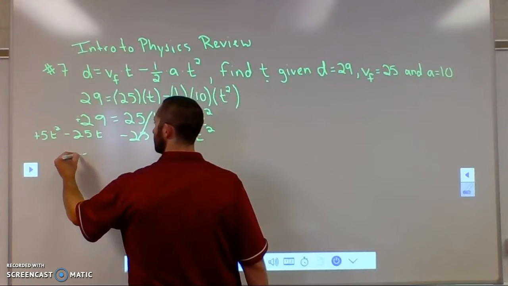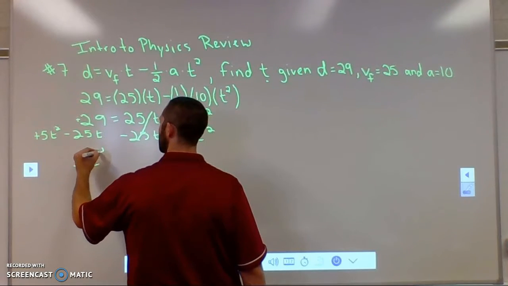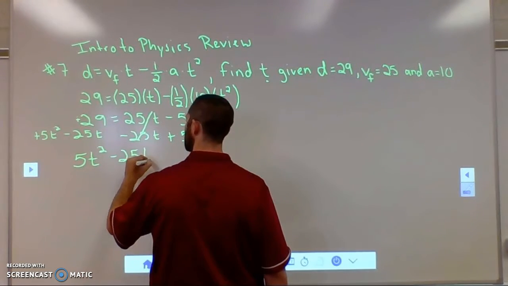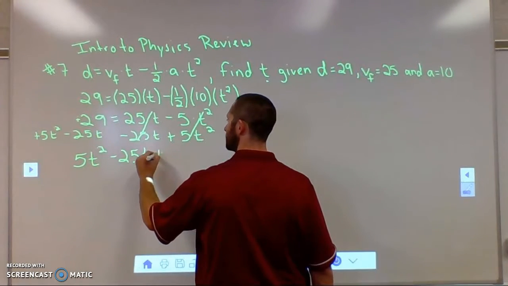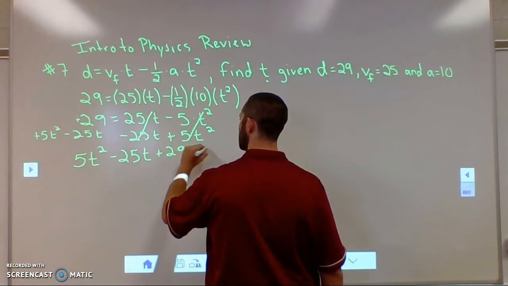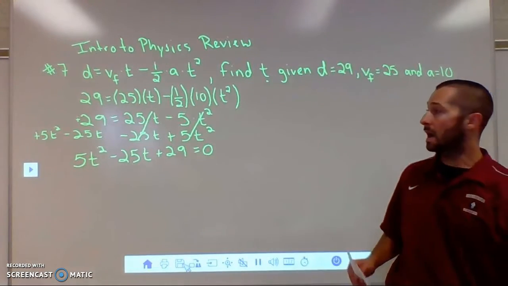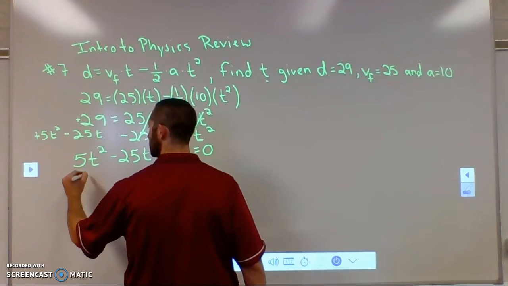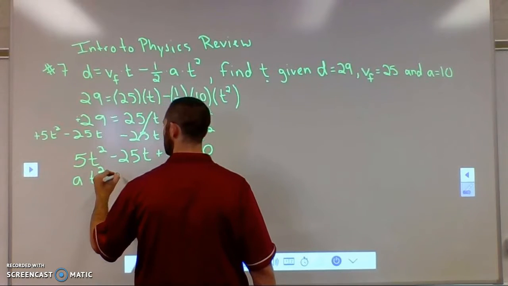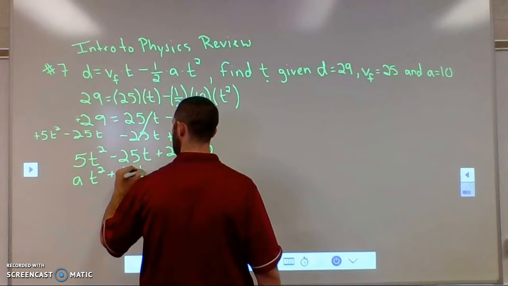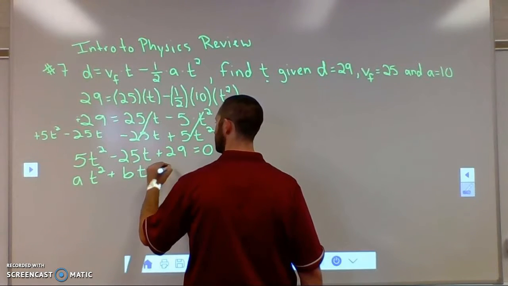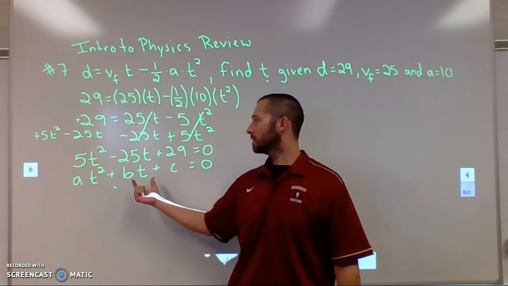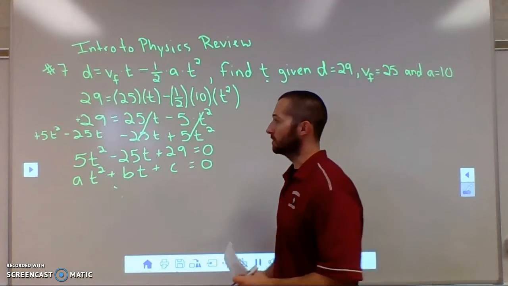So my equation is going to end up looking like this: 5 times t squared minus 25 times t plus 29 equals 0. Now I have it set up in quadratic form. It has to look something like this: your quadratic term first, and your linear term, and your constant term.